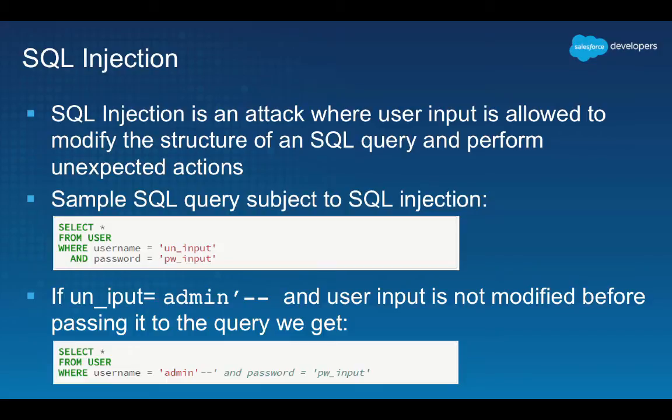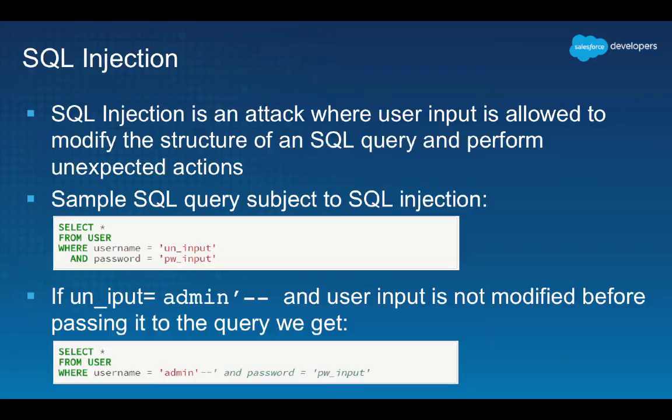If we don't modify this user input, this is what it's going to look like when it gets passed inside the query. The beginning will look the same. When you get to where username equals, the single tick on the admin input ends the query prematurely, and the double dash comments out the rest. So the entire query basically ends at where username equals admin.